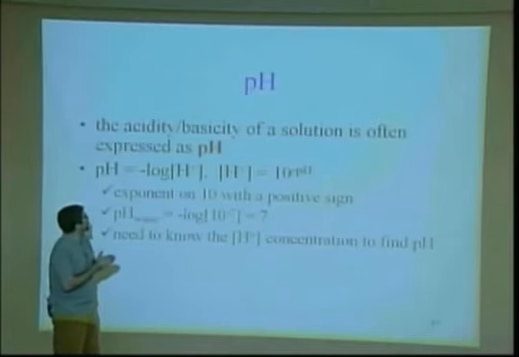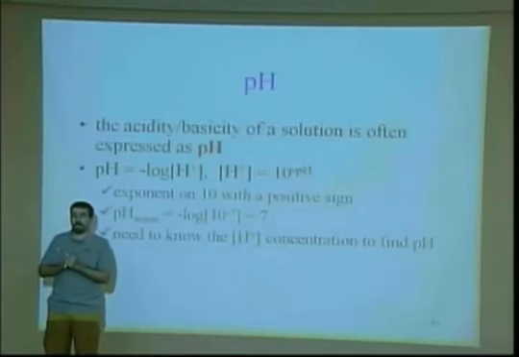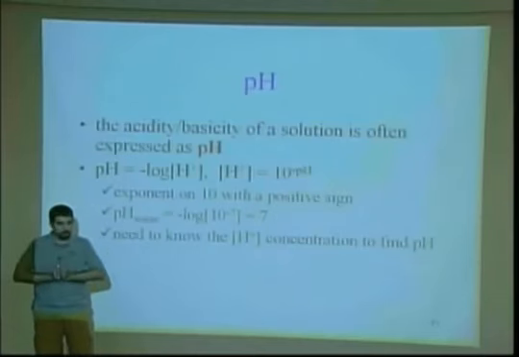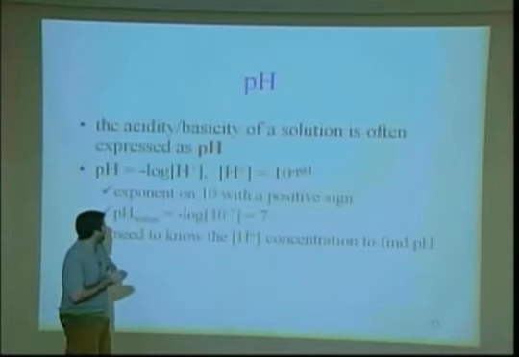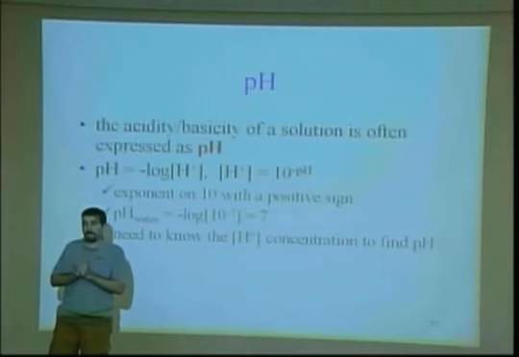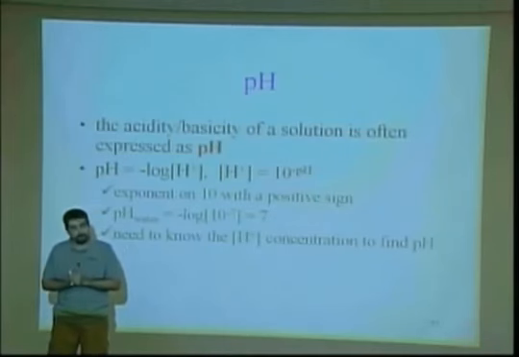Okay. Oh no, we're calculating pH. Let's say our concentration of hydrogen was 0.1 molar. Okay? So if our concentration of hydrogen was 0.1 molar, and I ask, what is the pH of a 0.1 molar solution? How would you find that out?